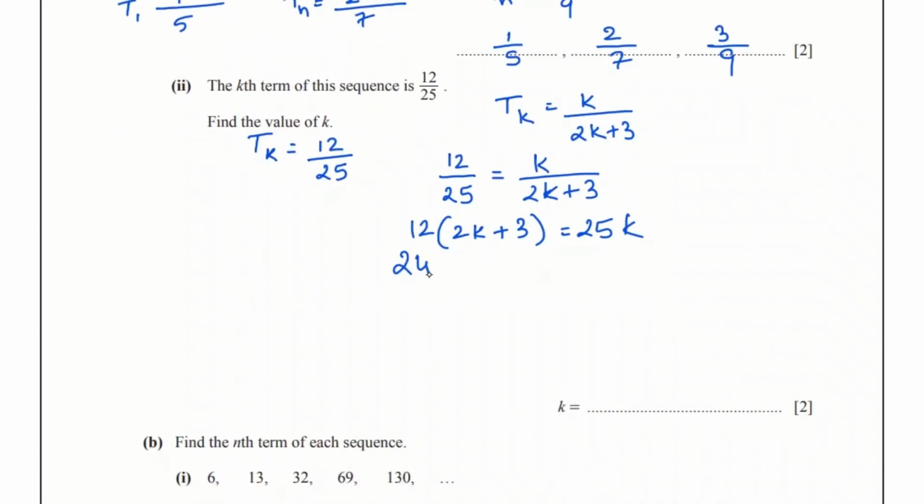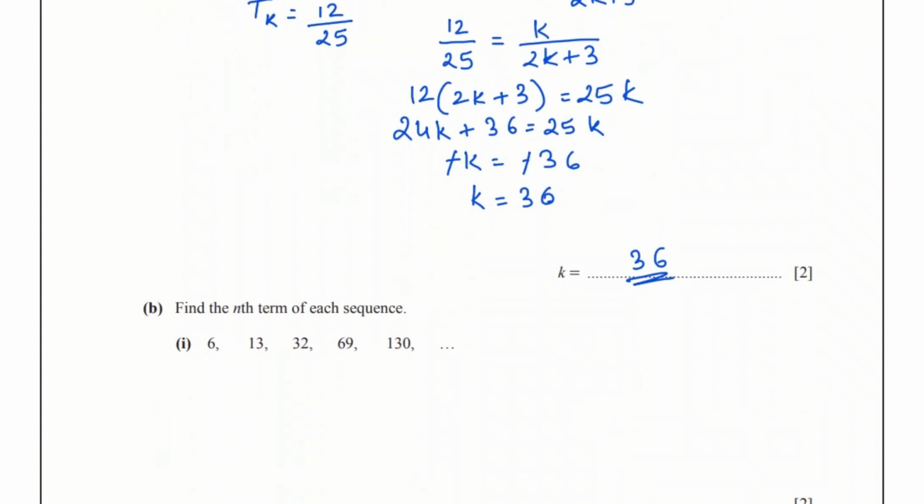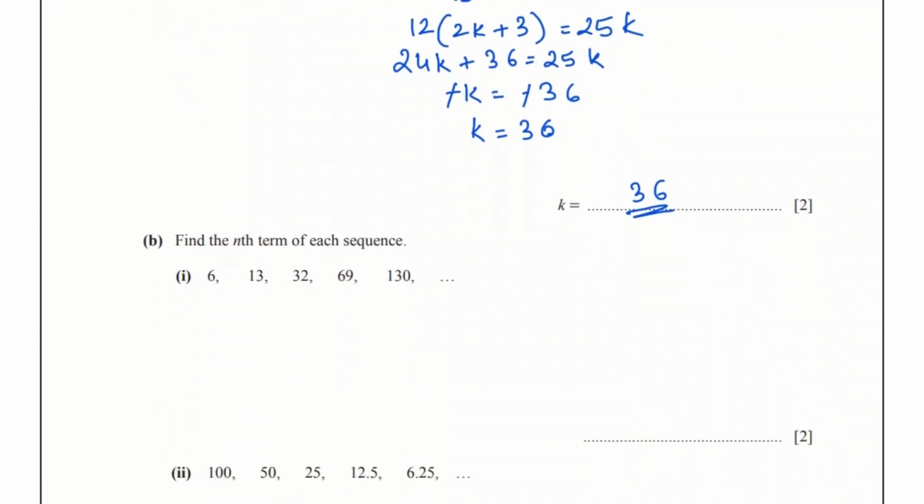This becomes 24k plus 36 equals 25k. Take this 25k to the other side, we get minus k equals minus 36. Therefore the value of k is equal to 36. One mark for calculation, 1 mark to get the answer.